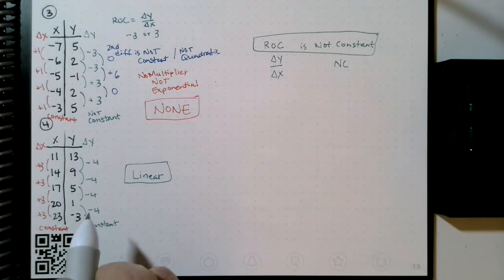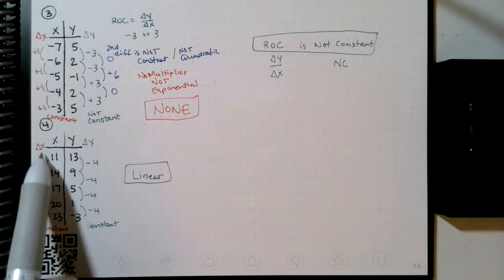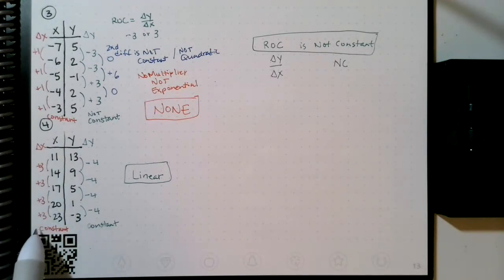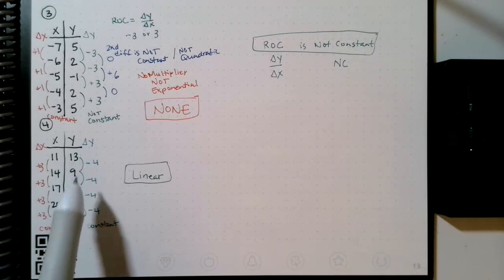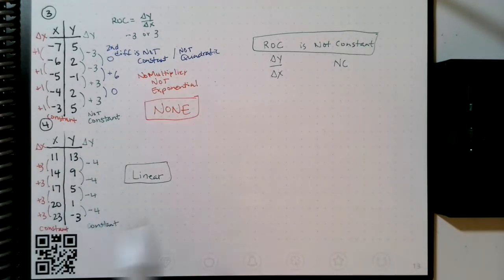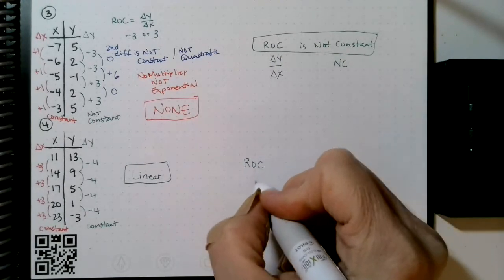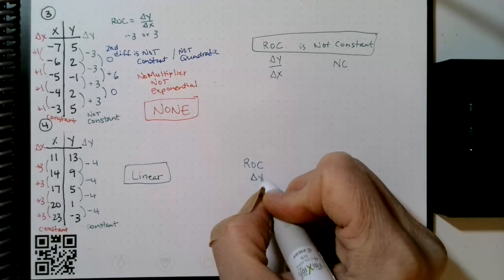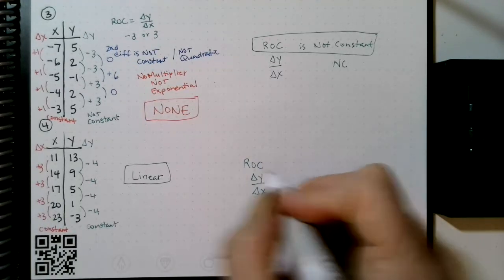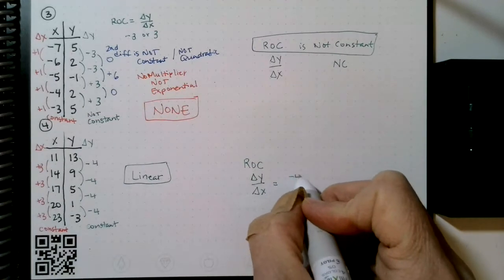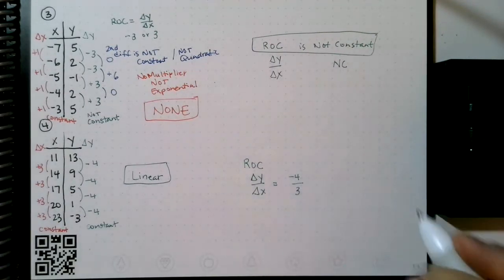And then question number 4 from our previous example: change in x is plus 3 for all of those, that is constant. The change in y was -4, decreasing by 4 each time. That is constant. So we know we need to find out what the rate of change is. And again, rate of change is change in y over the change in x. So change in y is -4 for everything, and the change in x is +3.